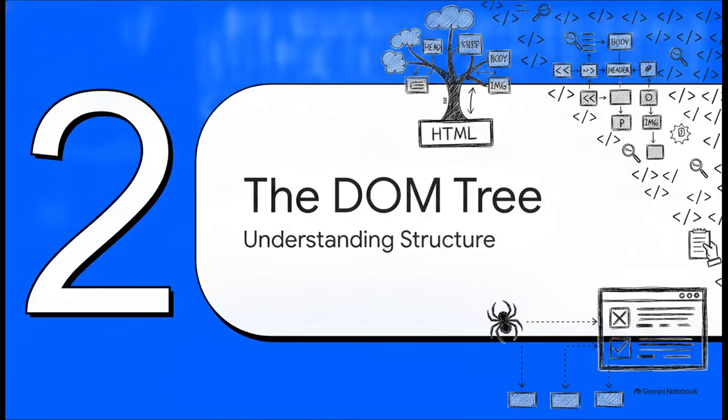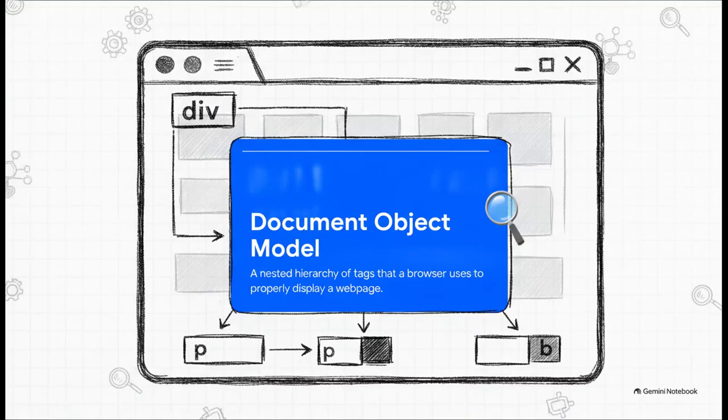Moving on to Section 2, Understanding the DOM tree. Because before we start searching for data, we genuinely need to understand how a web page is actually built underneath the surface. At its core, an HTML document is fundamentally organized as a nested hierarchy of elements, or tags. Your target data is organized hierarchically, kind of like Russian nesting dolls. For example, a div tag might contain several separate paragraph tags, and those paragraphs might contain bold text. This nested structure is called the Document Object Model, or DOM for short, and it's exactly what your web browser uses to properly display a web page.